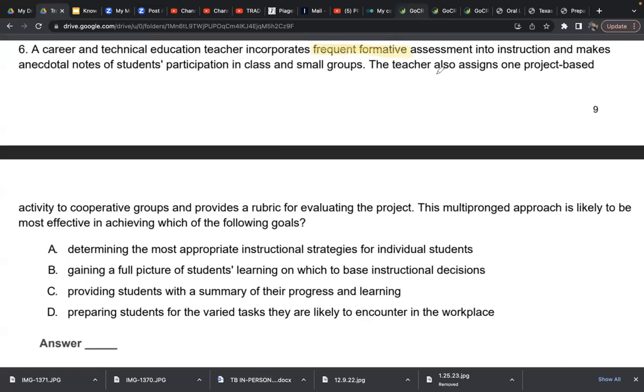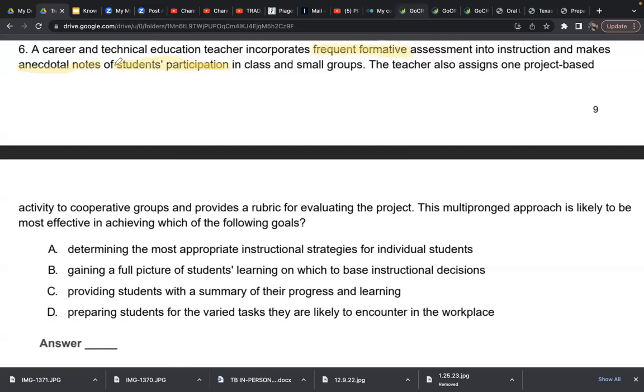So she incorporates frequent formative assessments into instruction, and she makes anecdotal notes. What does anecdotal mean? Anecdotal means your observations, what you experienced. So it's like a story. During the lesson, she makes notes of what she experiences of the students' participation in class or in small groups. Anecdotal would be, Miss Sauceda monopolized the conversation. That's an anecdotal note. It's evidence based on her observations and her experience, watching it take place.